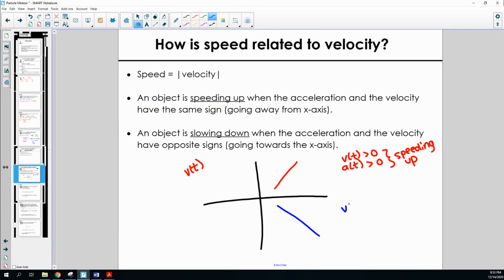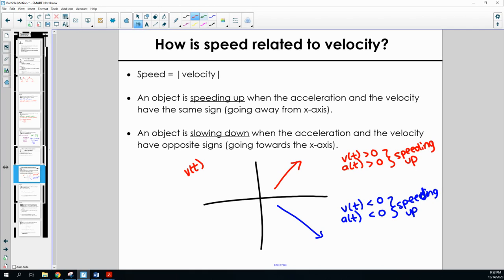Another way to think about speeding up, it could be going like that. So in this case, in blue, v of t, our velocity, is below the x-axis, so it's less than 0. The acceleration, which is the derivative of the velocity, which is our slope, is negative here. It's less than 0. So again, they're the same sign. It doesn't matter if they're both positive or both negative. It matters that they're both the same sign. So this would be another example of it speeding up. I'll just draw little arrows here. It's moving away from the x-axis. So as it moves away from the x-axis, it speeds up.